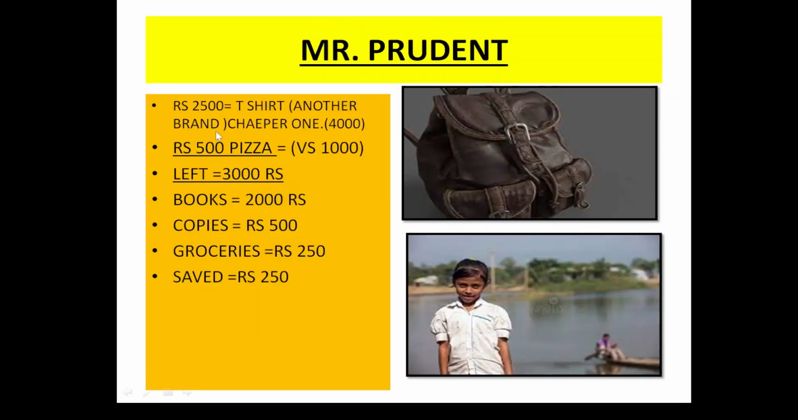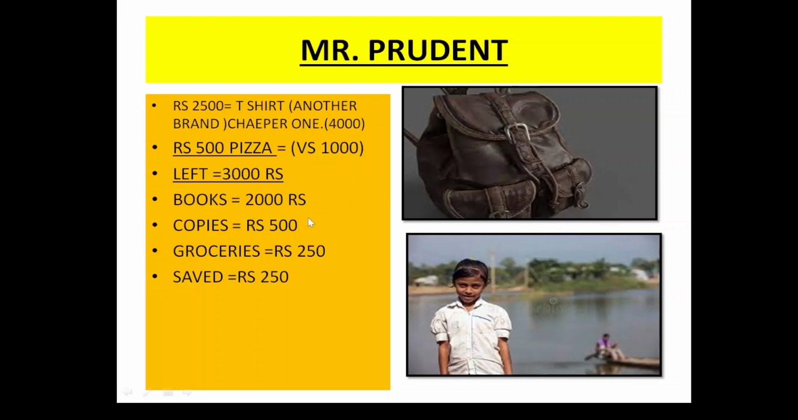Moving on to the third friend now, Mr. Prudent. He is a very clever boy. He thought that if I purchase a cheaper t-shirt of rupees 2,500, I can also enjoy a pizza of rupees 500. Versus that, we know that Mr. Extravagant bought an expensive t-shirt of 4,000 and ate the pizza of 1,000. Now how much is left? 3,000. So Mr. Prudent thought that without the books I cannot go to school, so it is my requirement, it is a necessity.